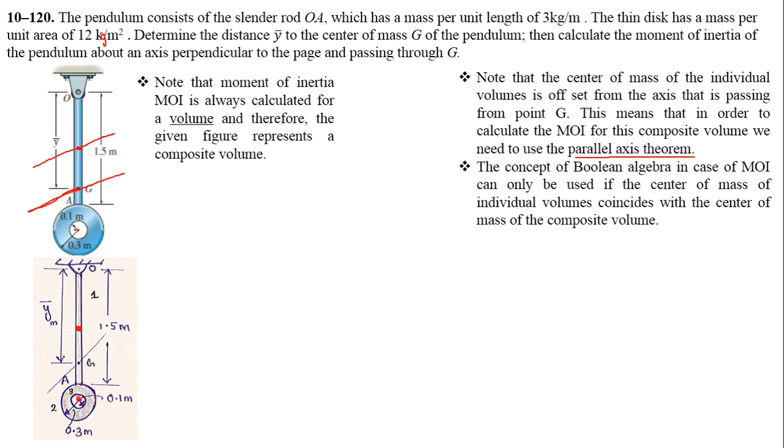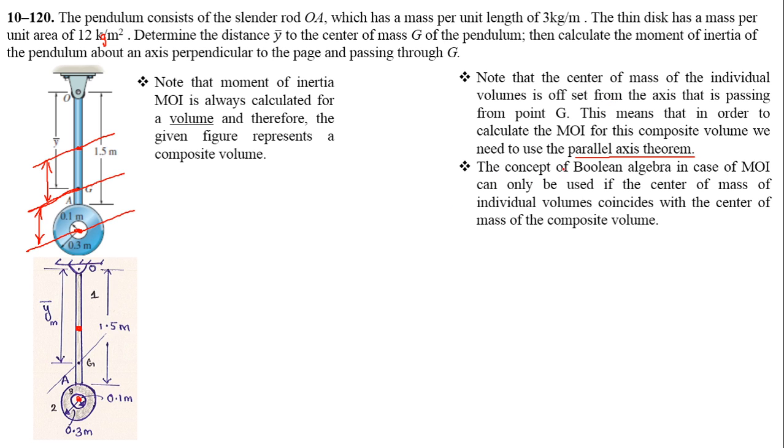And similarly, the centroid of this disc is not located at the line that is passing from point G, but it is located somewhere here at its center. And so we see that clearly there exists some sort of a distance between these axes. So they are moment arms, and therefore we have to use the parallel axis theorem, right?